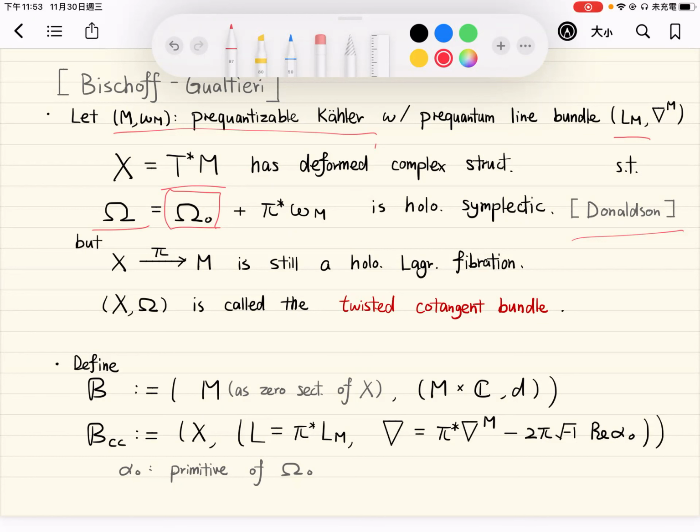What is lost is that the zero section of this cotangent bundle is no longer a holomorphic Lagrangian submanifold with respect to the new holomorphic symplectic structure, but the projection is still a holomorphic Lagrangian fibration. So with respect to the notion given by Gaiotto-Witten, this is a holomorphic polarization. And then we can also define the branes B and B_CC in a suitable way, so that we can talk about the morphism space between them.